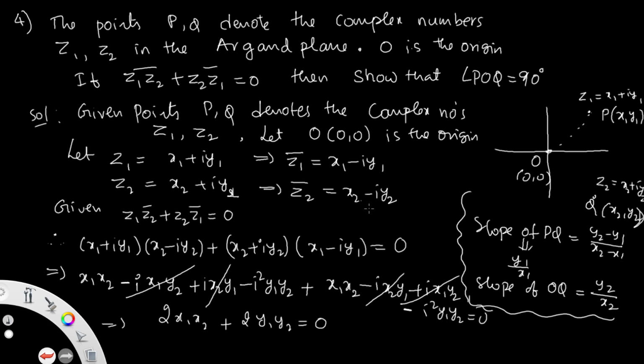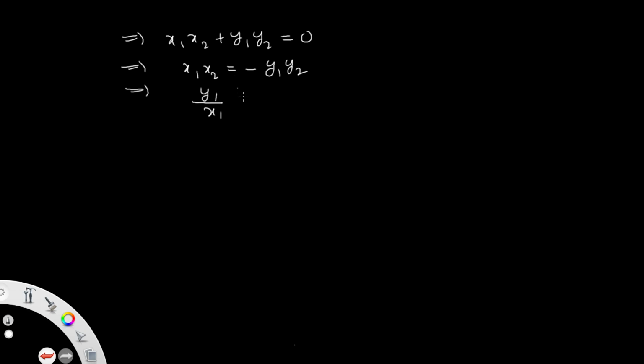Now, given the condition, we can substitute and simplify. Just simplify the terms, two terms will get cancelled, then you get 2 x1 x2 plus 2 y1 y2 equal to 0. From this, we change it into x1 x2 plus y1 y2 equal to 0. From this, we can write x1 x2 equal to minus y1 y2. That means we can change into slope form, bringing this side: y1 by x1 into y2 by x2 equal to minus 1.